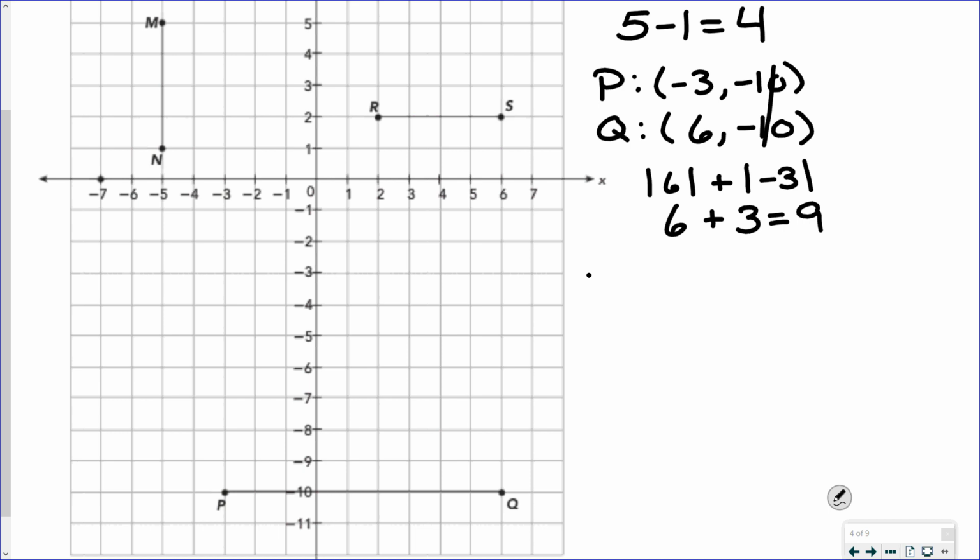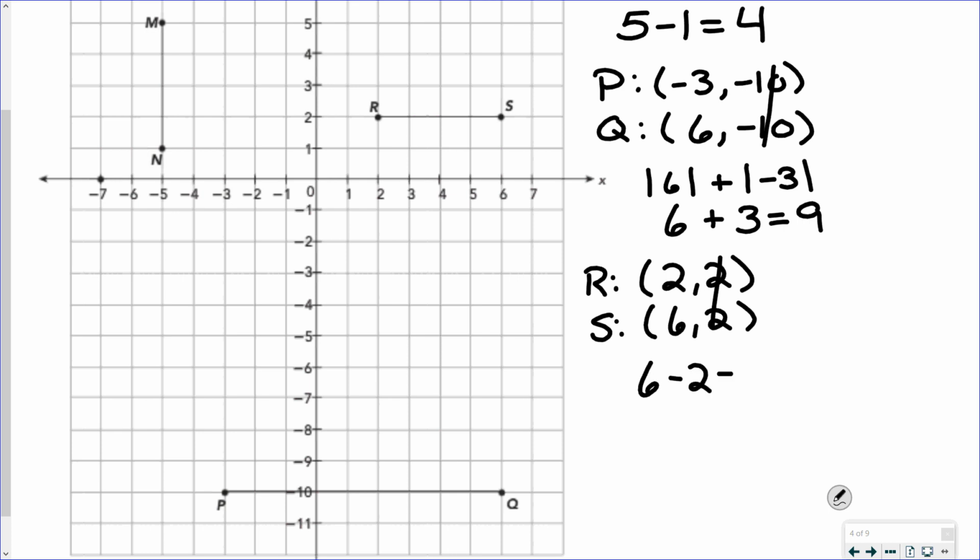And our final example, we have R, which is at 2, 2. We have S, which is at 6, 2. Y coordinates are the same. X coordinates have the same sign. They're both positive. So we can take 6 minus 2 to get 4. So as you can see, these are no different than when our line segments were on the X or the Y axis.